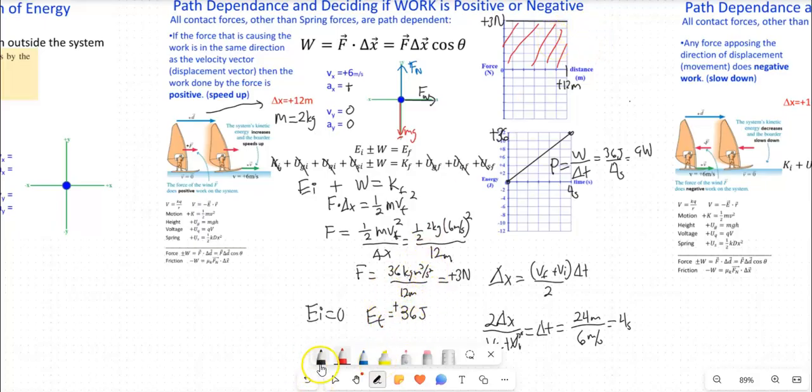So the area below this is actually the amount of energy, right? So here's what I mean. This is the amount of work. So work here, this area, is a force times a displacement, right? And it's a dot product. Well, in this case, it's a constant positive 3 newtons times 12 meters. So that's going to be equal to positive 36 joules.